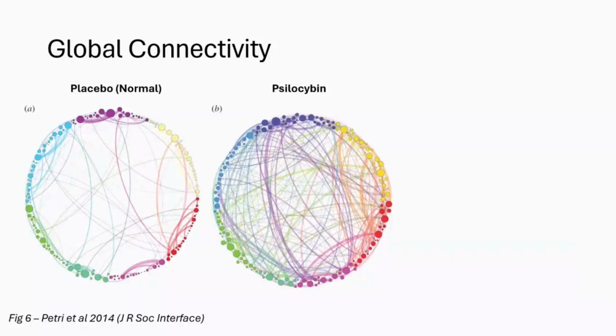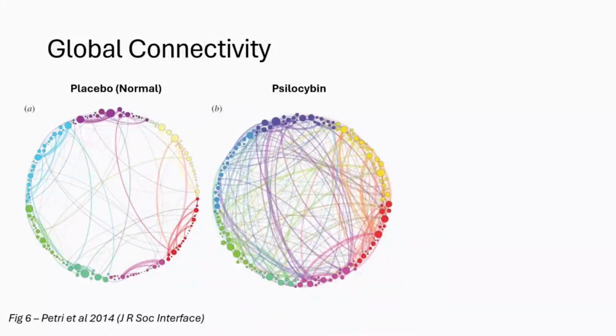Almost done, got a couple more slides. The next one is looking at global connectivity. Now this is a very famous and very beautiful photo. Each of these little circles represents a different region of the brain. And there's two of these here. You can see the placebo, or this is what your normal brain looks like. You can see that there are certainly some regions that communicate with other regions, but in general, there's not a lot, and there's absolutely regions that only communicate with some parts and not the other parts.